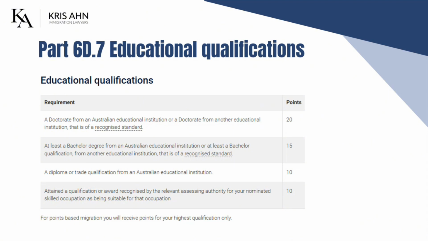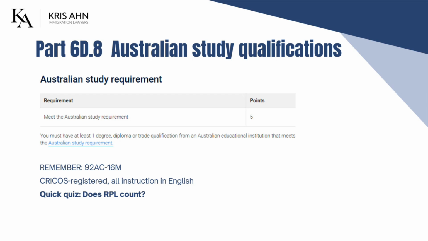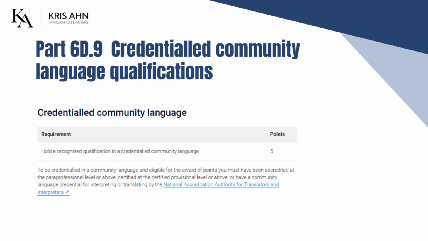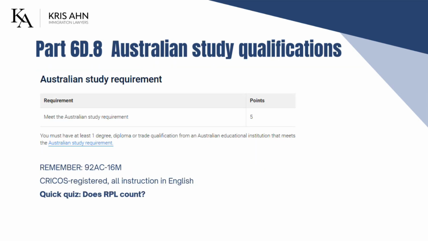But you wouldn't be able to claim for ASR. So that's going to be the answer to a person who says, can I still claim points for my RPL certificate? Yes, you can for the qualification section, but not for the ASR section. But if they had done the Diploma of Business as an actual course, then they would be able to get the 10 points for the diploma qualification, plus another 5 points for doing ASR. So that would be 15 points across those two parts of the checklist. For RPL, just 10 points.